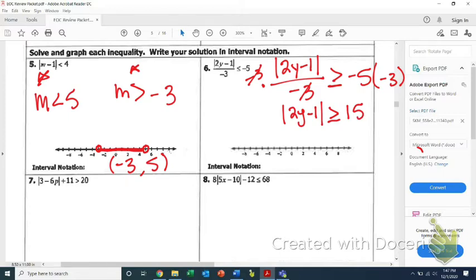There's the simplified first equation. The second one, remember, we do two different things. 2y minus 1. Change your sign. Change the sign on the number. All right, once we solve those, we add 1, add 1.